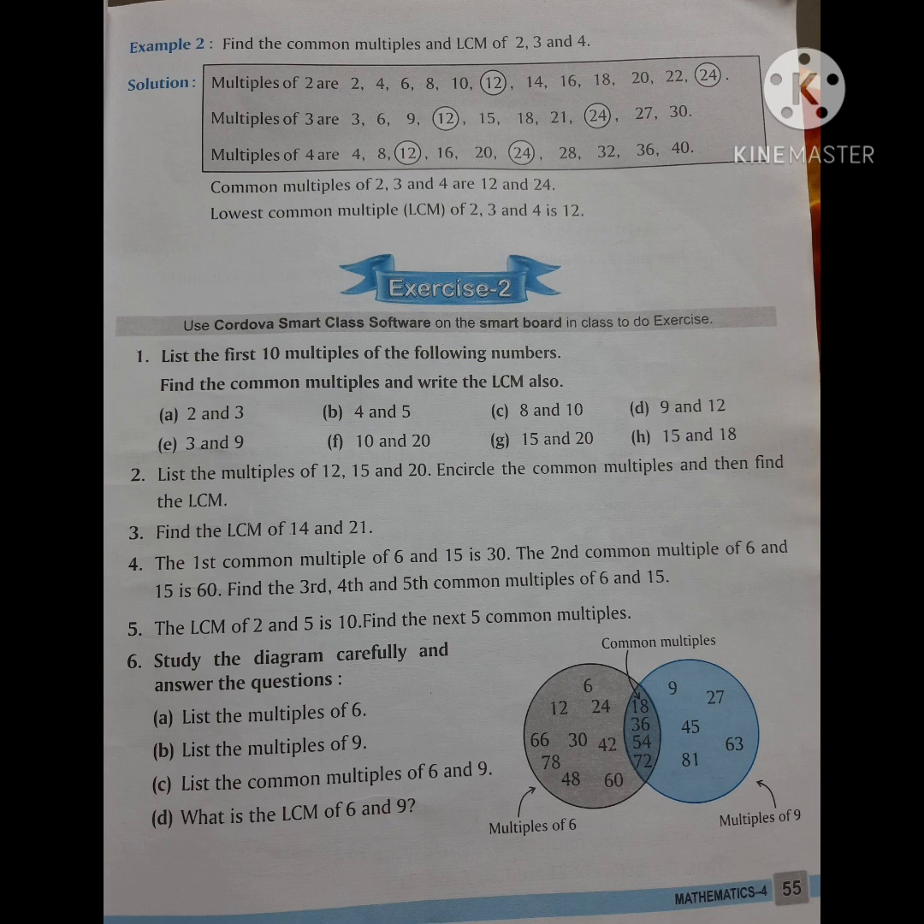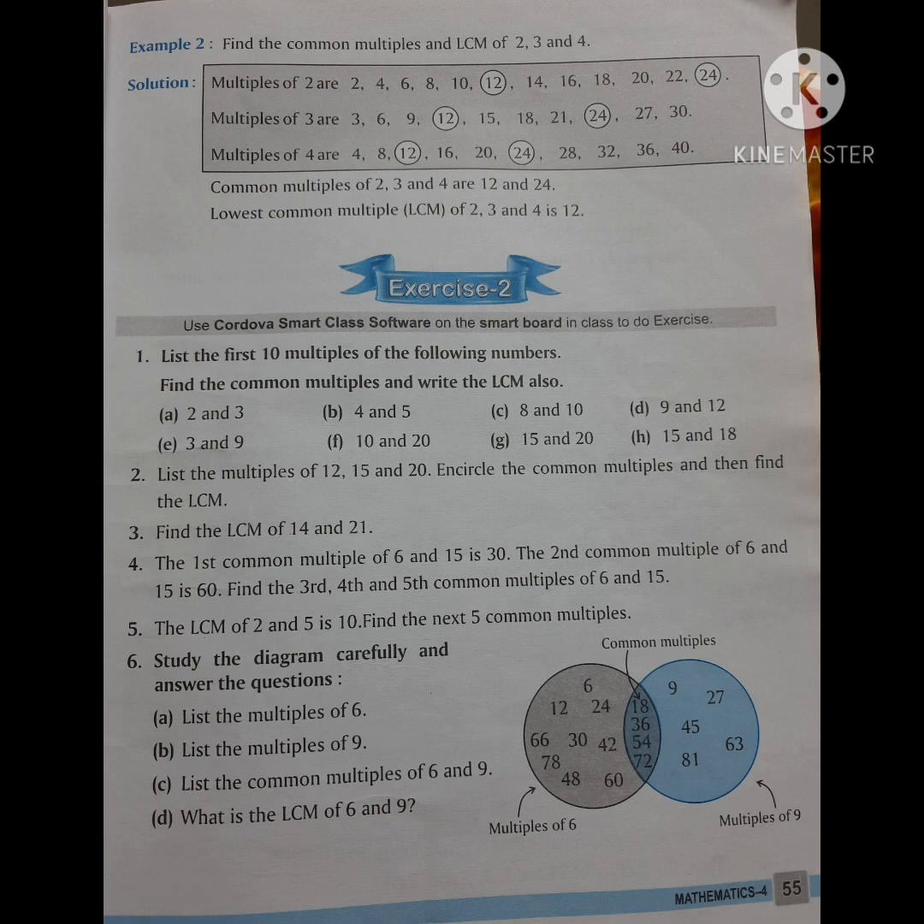The next common multiple is 24. What will be the next? I told you, you just have to multiply with 1, 2, 3 like this. The next will be 12 threes are 36. Right? You have to multiply the LCM with 1, then you will find the LCM, then with 2 the next common multiple 24. The next common multiple 12 threes are 36, the next common multiple 12 fours are 48, and like this we can find out more common multiples. But the LCM is 12. Okay, LCM is 12.